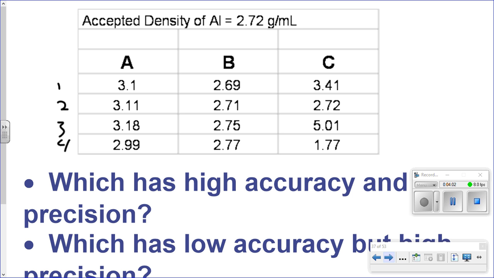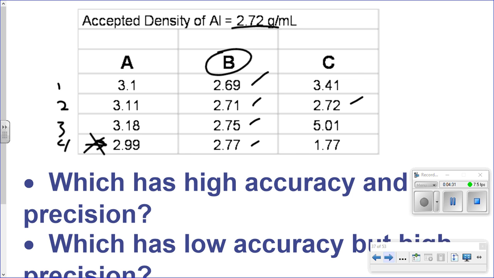Now, what's our accepted value? There it is right there. So we have to get close to that. A is not too close. Maybe this one right here, but even that, not close enough. B has 1, 2, 3, 4 accurate points, or at least close. C has just 1, the rest are pretty far off. So B has the highest amount of accurate points. C would be second with 1 accurate point, and A has no accurate points.